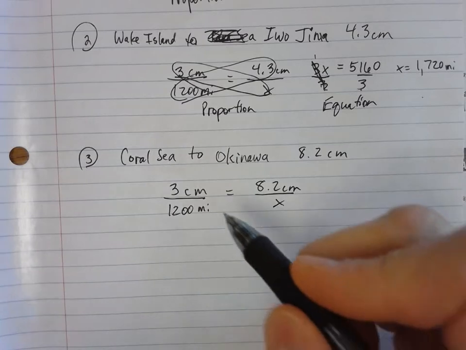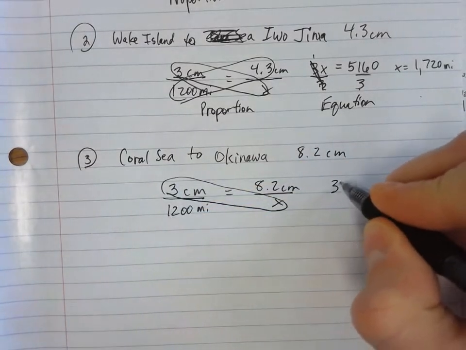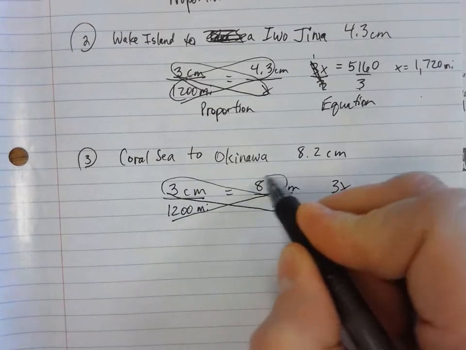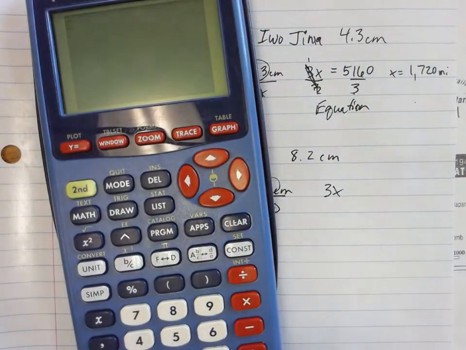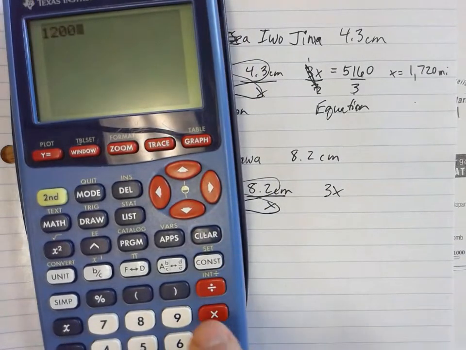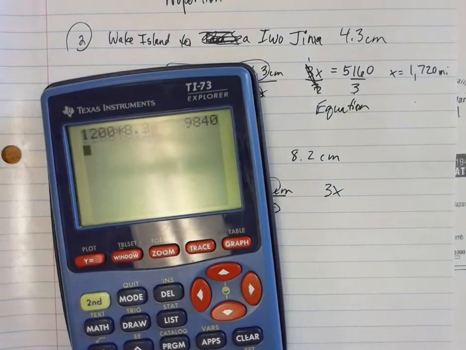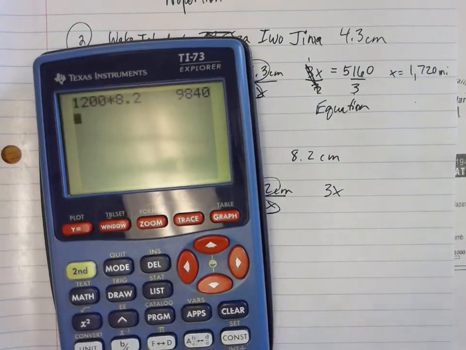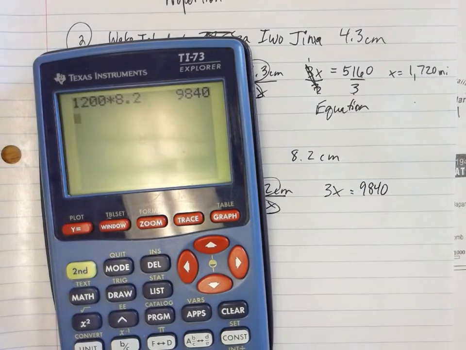Now again, 3 times x, 3x, easy part, right? 1,200 times 8.2. Take your time, make sure you get the right measurement. That is the key to the whole thing, getting the right measurement. So 1,200 times 8.2 is 9,840. So I got 3x equals 9,840.